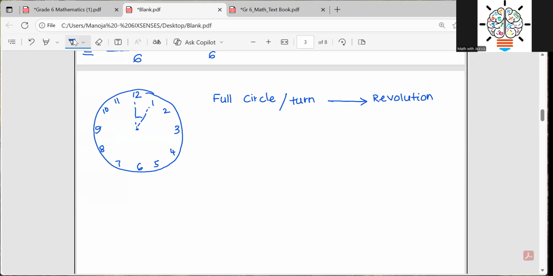That means what? The 12 gaps, right? The 12 gaps, it is one revolution. Okay. If you go one gap, what is it? It is 1 over 12 revolution. If needed, you can copy this down in your theory book. This is something you want to understand.